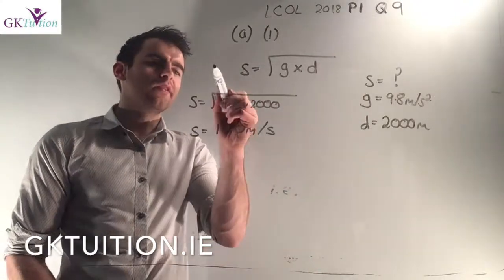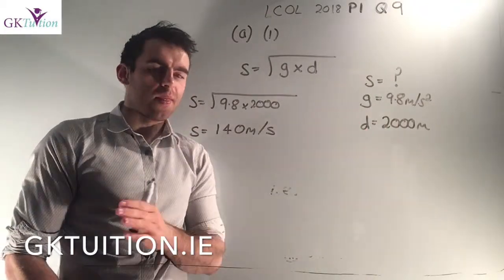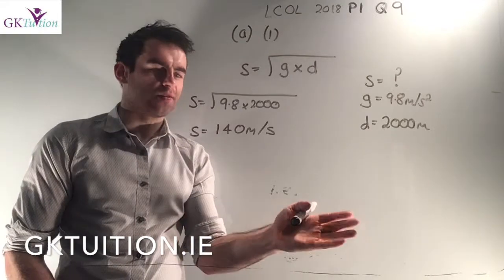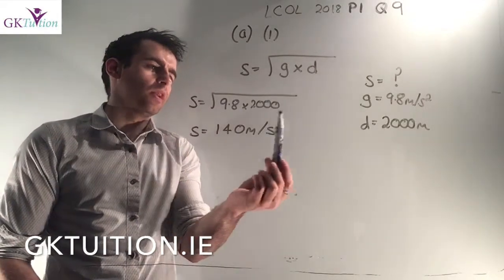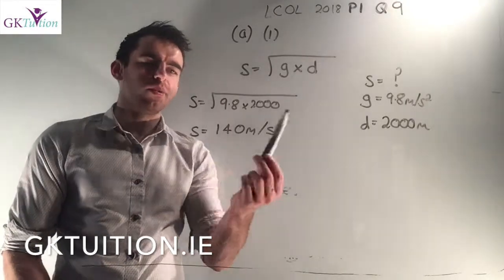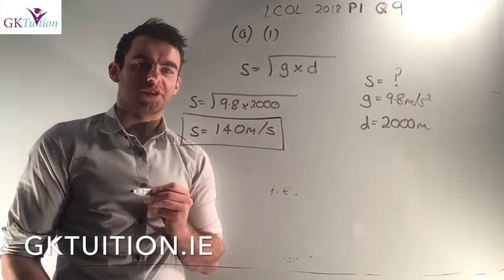My advice is always write out your formula, write out the information you've been given, and then it's completely foolproof. Now all I have to do is sub in. Instead of G, I put in 9.8. Instead of D, I put in 2,000. You plug it into your calculator, and the speed works out as 140 meters per second.